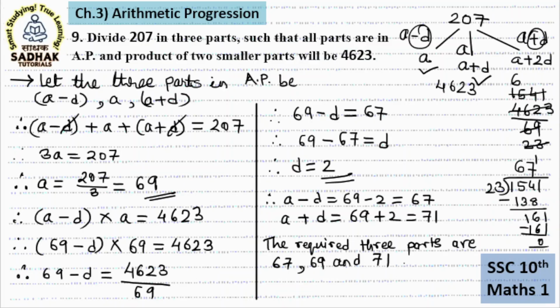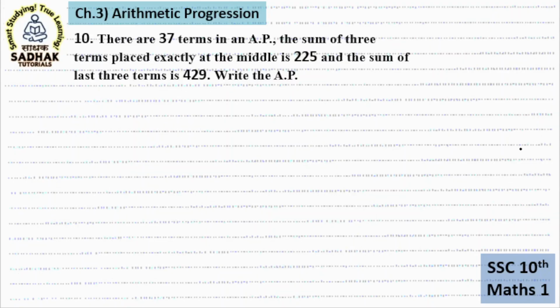Okay. I hope you have understood this. Now we are solving sum number 10. There are 37 terms in an AP. The sum of 3 terms placed exactly at the middle is 225, and the sum of the last 3 terms is 429. Write the AP. Okay.